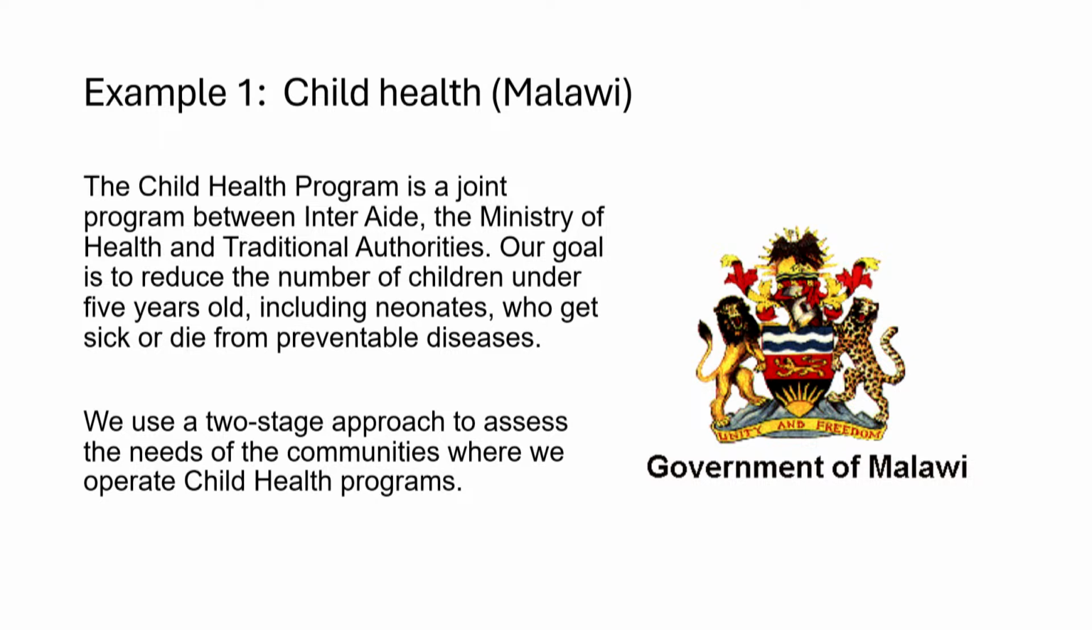This is from the Child Health Program, which is a joint program between InterAid, the Ministry of Health and Traditional Authorities in Malawi. Their goal was to reduce the number of children under 5, including neonates, who get sick or die from preventable diseases, which of course is a major global health goal everywhere, right? They used a two-stage approach to assess the needs of the communities where they were operating their child health programs. In this case, they used a community, bottom-up method.